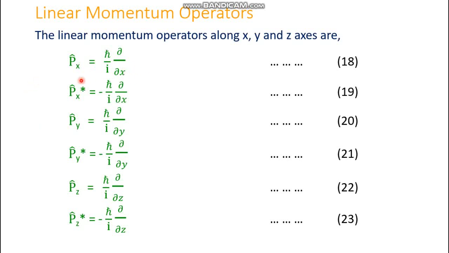So in equation number 18, the linear momentum operator along the x-axis was ħ/i ∂/∂x, and its complex conjugate was minus ħ/i ∂/∂x. Similarly, along the y-axis, this is the linear momentum operator and its complex conjugate is this one, and along the z-axis the linear momentum operator is this one, and here is the complex conjugate. Now in some books you will also find this value as minus iħ ∂/∂x. Why? Let's discuss.